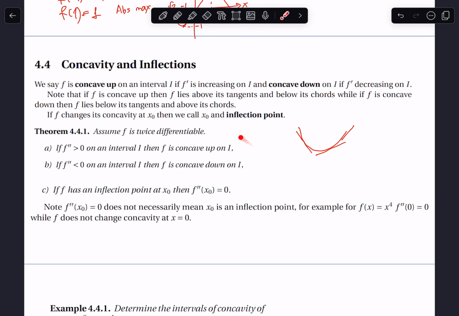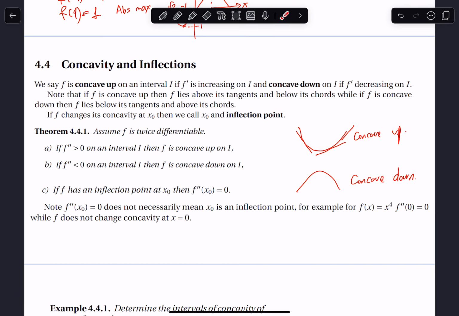So this theorem simplifies this analysis of concavity. If the second derivative is positive on an interval, then the function is concave up. And if the second derivative is negative, then the function is concave down. Okay, so this is a concave up function. And conversely, this is a concave down function.